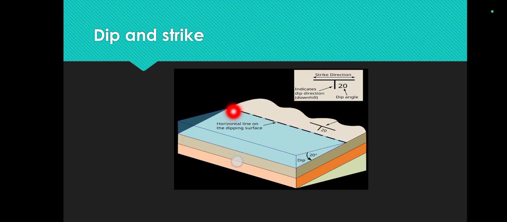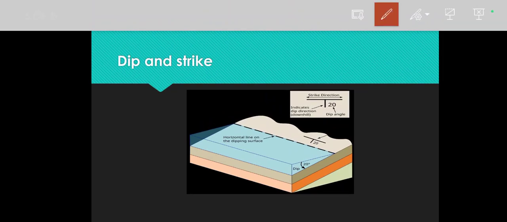And this horizontal line along the dip surface is your strike. That is a line which trends from east to west, your strike line. Now let me mark north and south for you. Here this is north, this is south, this is east, and this is west. So the strike line is like here, that is from east to west.